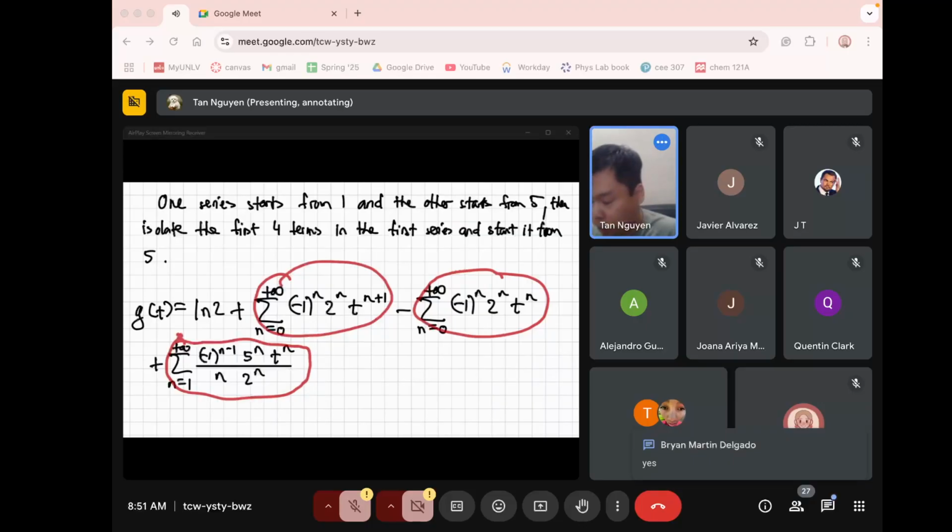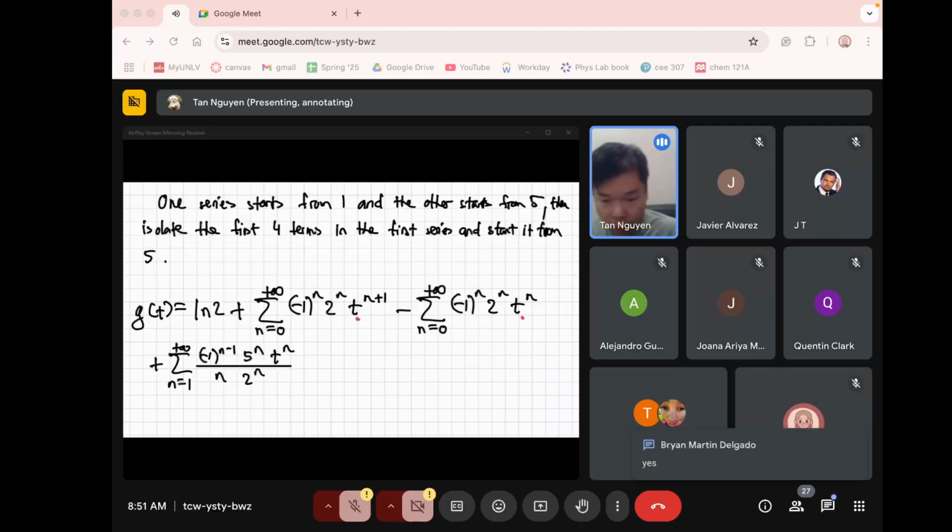Yes, they do. Center is 0, 0, 0. So they do have the same center. Now, however, look at the exponents. This is n plus 1. This is n. This is n. They're not the same. So I have to change them to make them the same.